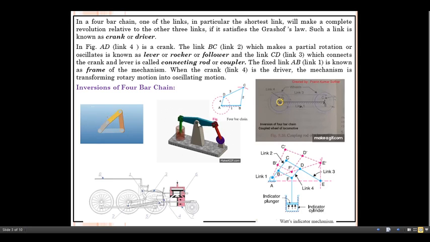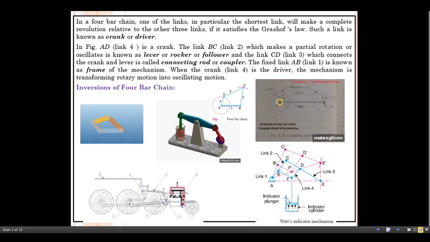The lever C, D, E is connected to the piston rod, which reciprocates with the rotation of the crank. In other words, the purpose of this mechanism is to convert rotary motion into reciprocating motion. Rotary motion of the crank is converted into reciprocating motion of this piston.